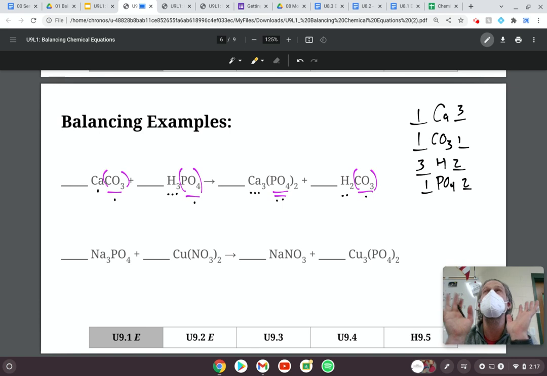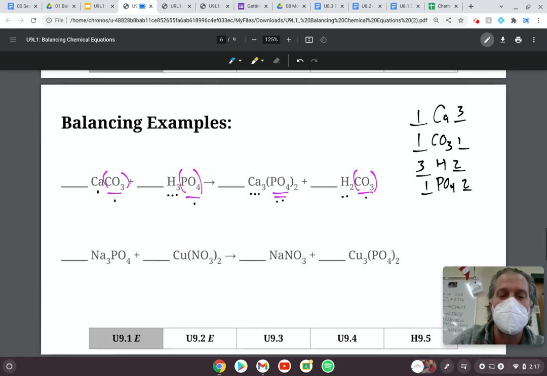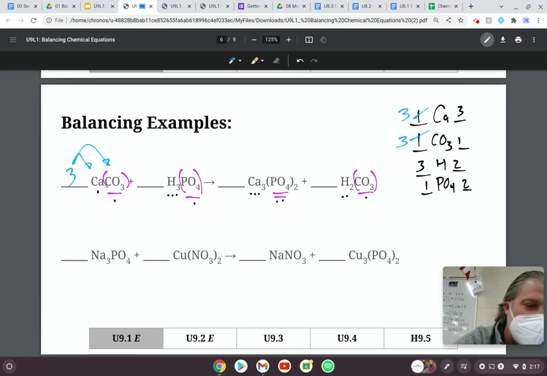It can be balanced that way. It really can. It's just a lot more difficult. And if you want to be that person that wants to do things difficult, by all means, go ahead. I'm not going to do it that way. I'm going to start balancing as individual units. So going from left to right, I see that I have 1 calcium on the left side and 3 calciums on the right side. So I'm going to put a coefficient of 3 here that will distribute itself. So now I have 3 calciums and 3 carbonates.